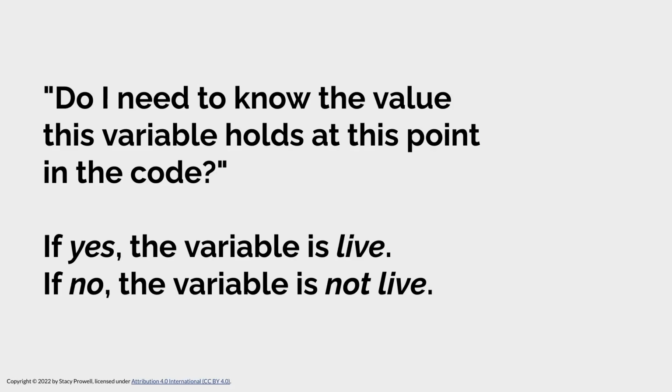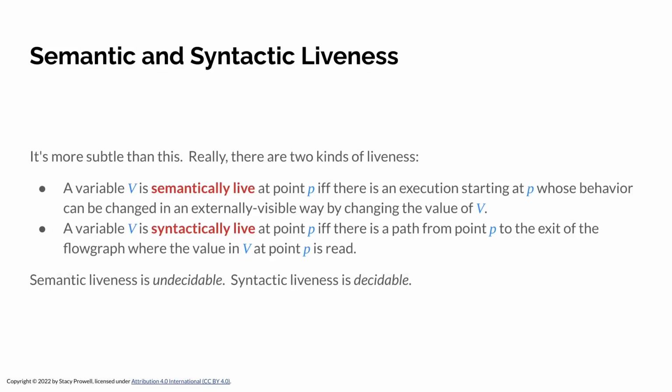And it's often better, if you're not sure, to say yes, because then maybe you have some information you're keeping around that you don't need, but you're not throwing away information that you do need. So there's two basic types. We talk about things being semantically live and syntactically live.